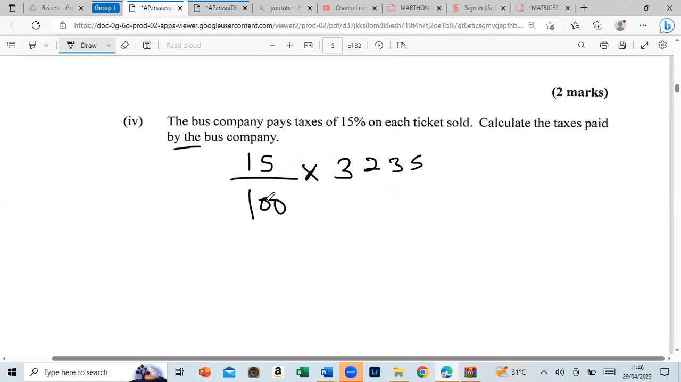All right, so now we can punch that in a calculator. We take 15% of 3235. That's 485. So that will be a total of 485.25. That's 15% of the total money collected. No matter, you try that on your own.